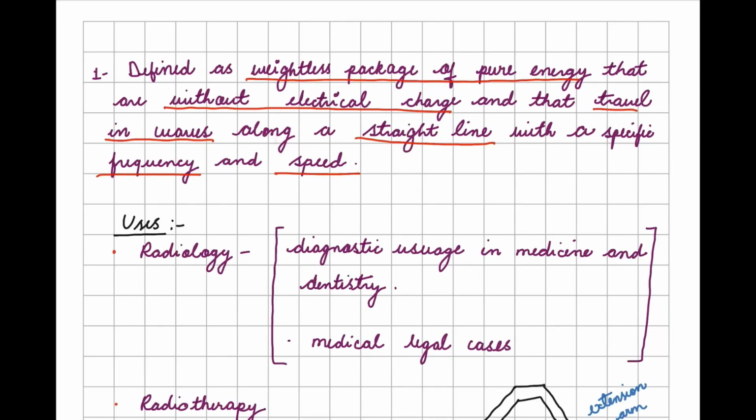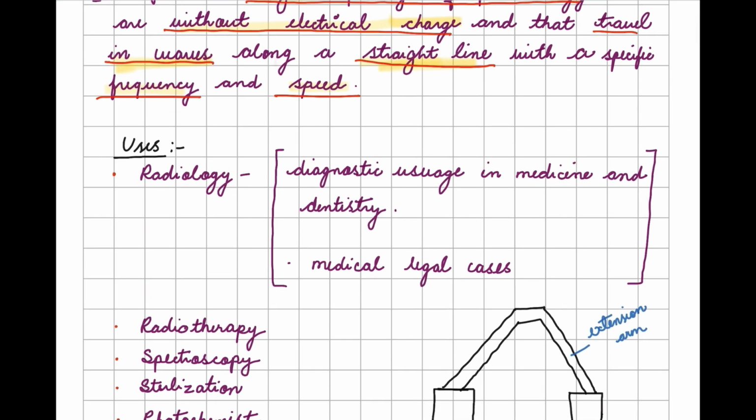So today we are back with the answers of the questions that I have given about the Viva questions on oral medicine and radiology. So let's see what are the answers of those questions. So the first question was define X-ray and its uses. So it is defined as weightless package of pure energy that are without electrical charge and that travel in waves along the straight line with a specific frequency and the speed. Okay, so now let's see the uses.